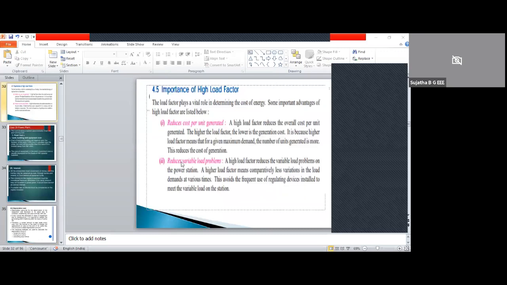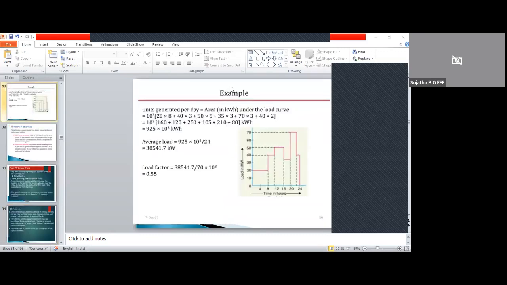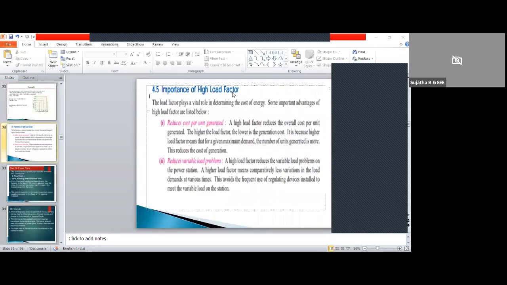You have got it, it is 0.55. See, what's the importance of this load factor? Always, for a given system, load factor should be high. The load factor plays a very important role in determining the cost of energy.